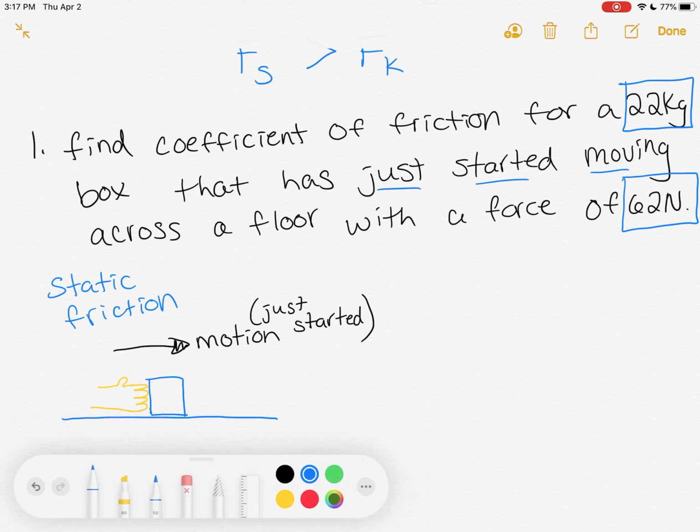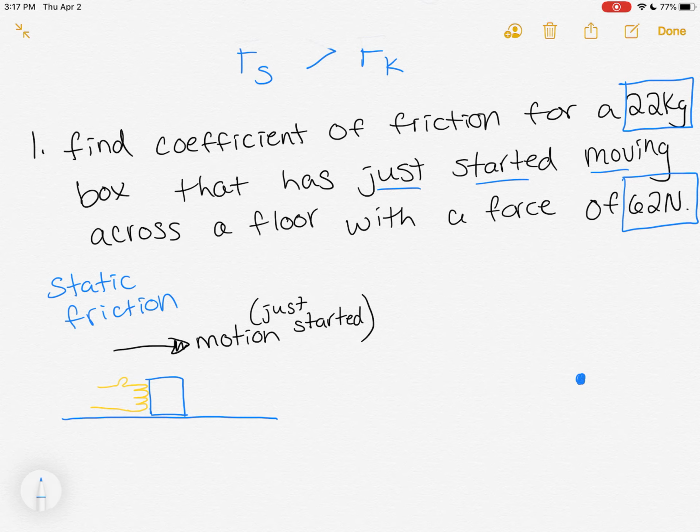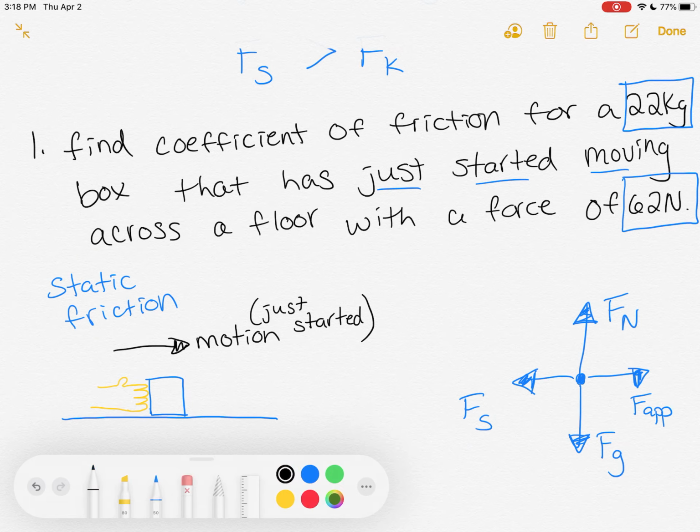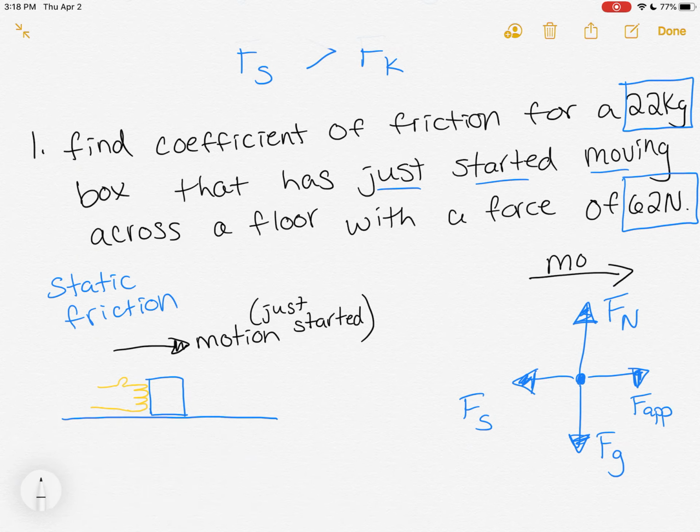Okay. So when I draw my free body diagram, I know that I've got an Fn going up. I have an Fg that's acting down on the box. I know I've got an F applied. And I've got a static friction force now. And my static friction force is opposite my motion.